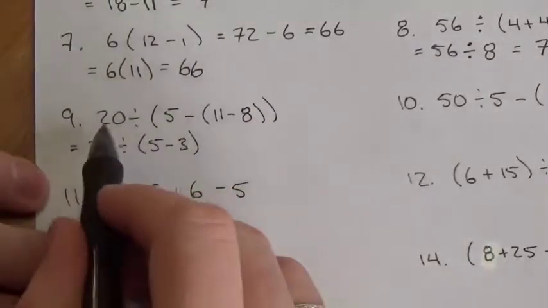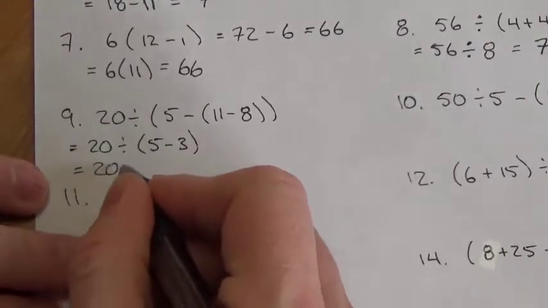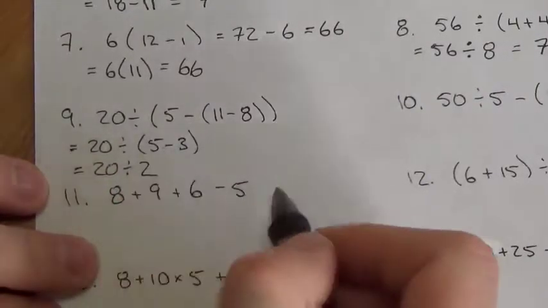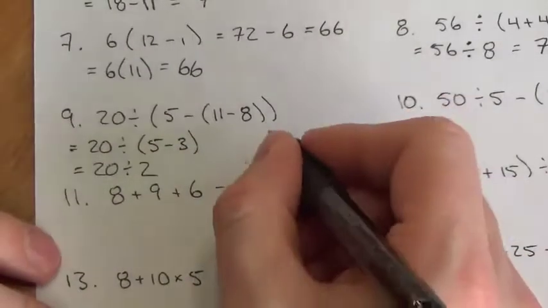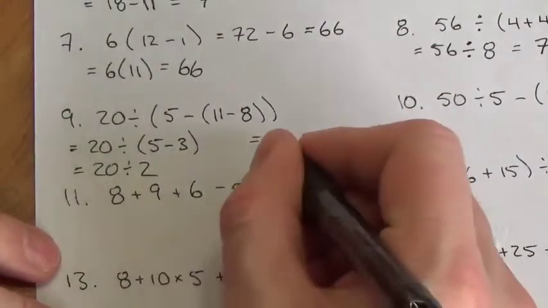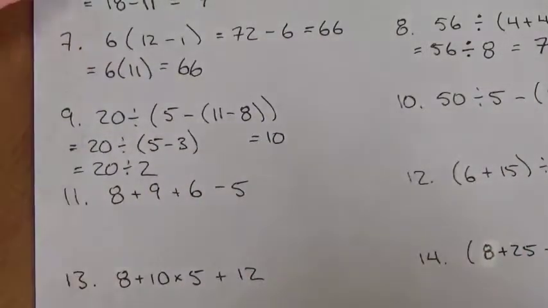So this is the same as 20 divided by 5 minus 3. Well, 5 minus 3 is 2. And again, we're doing what's inside the parentheses here, because that is the smarter, more direct way of doing that. And then finally, 20 divided by 2 is 10. So the answer overall that we're looking for here is 10.